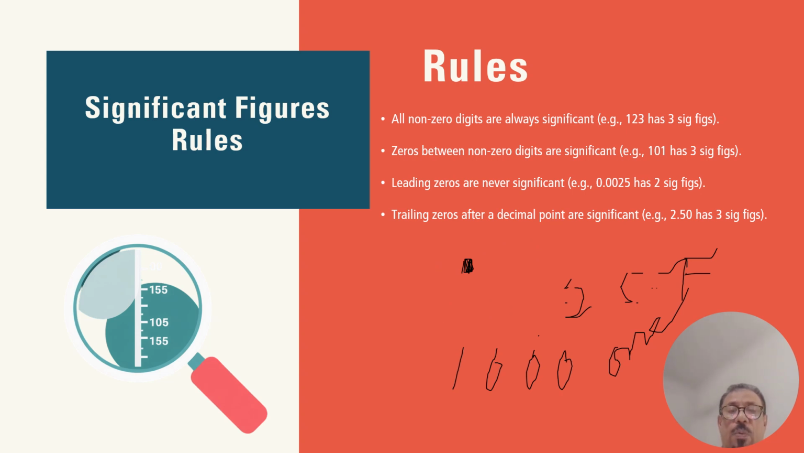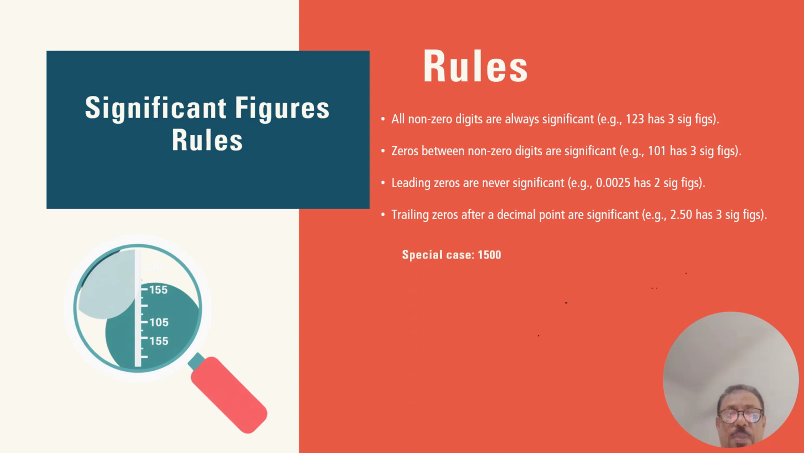So these are the rules here. All non-zeros are significant. Zeros between non-zero digits are significant. Leading zeros are non-significant. Trailing zeros without a decimal point are not significant. Trailing zeros after a decimal point are significant.